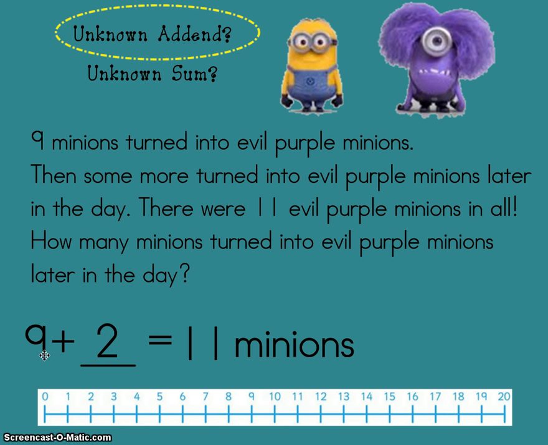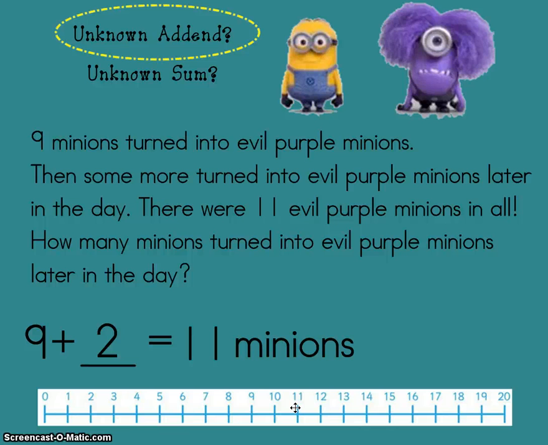I can check this by adding 9 plus 2 and making sure that it does actually equal 11. Start on 9, hop 2 times, 1, 2. Yep, I land on 11. Let's see if we can answer the question now. How many minions turned into evil purple minions later in the day? 2 minions turned into evil purple minions later in the day.